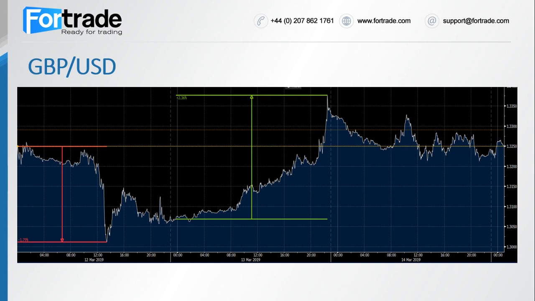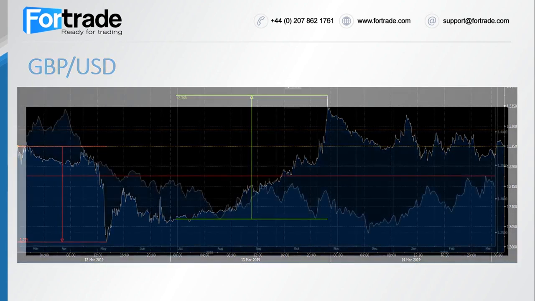The next day, March the 13th, UK lawmakers debated again and rejected a no-deal Brexit. The markets welcomed the move and the pound jumped. The GBP USD currency pair moved sharply higher, gaining 2.36%, as you can see in green in the center of the screen.